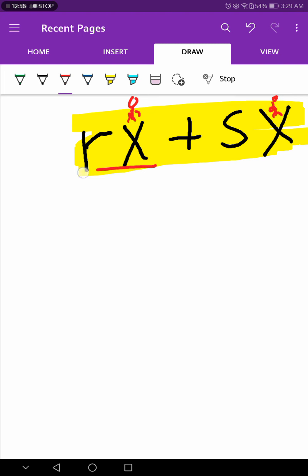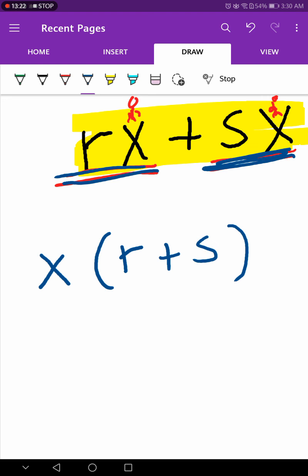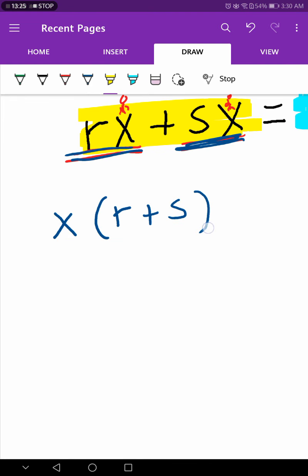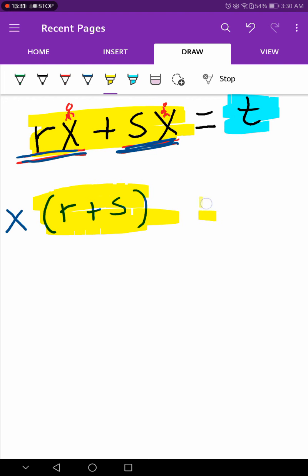So we have two terms. This is the first term and this is the second term, and both of them have x, so I can take the x outside and build the parentheses. What is left from the first term? R. And what is left from the second term? S. So the coefficient of x here, remember, is r plus s, equal t, and this is the right side.